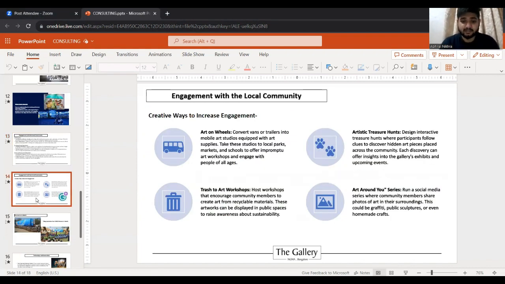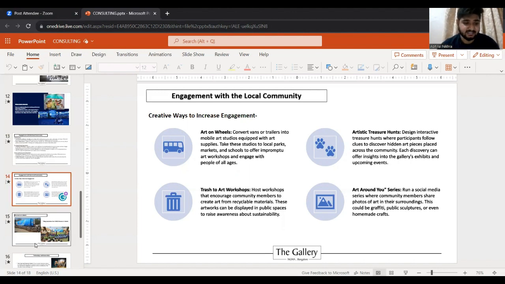So now we will look at creative ways we can increase engagement at our National Gallery. The first thing we can do is Art on Wheels. Here we can transform vans and trailers into a moving art studio filled with cool art supplies. We take these on the road to parks, markets, or schools, and wherever we stop, we offer surprise art workshops for people of all ages.